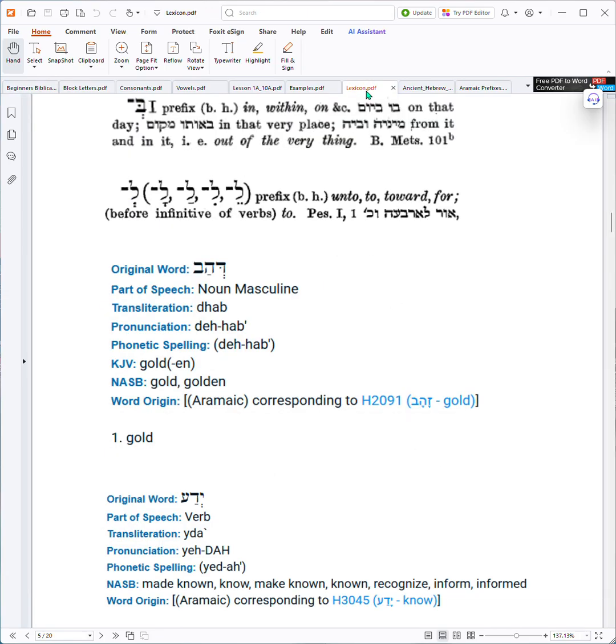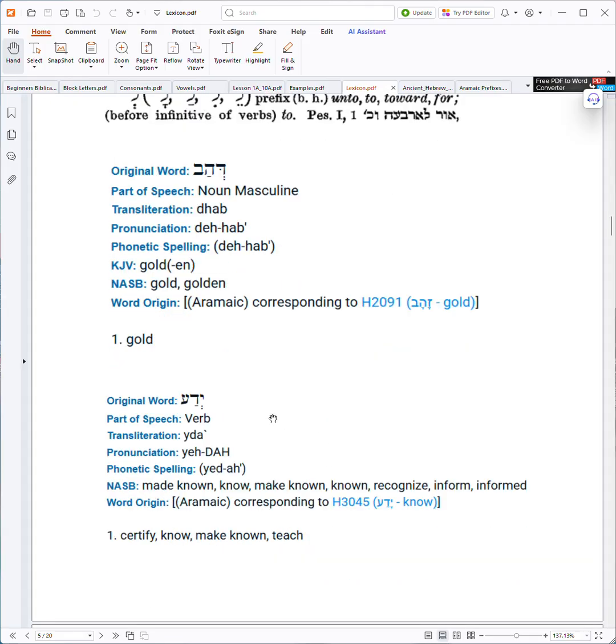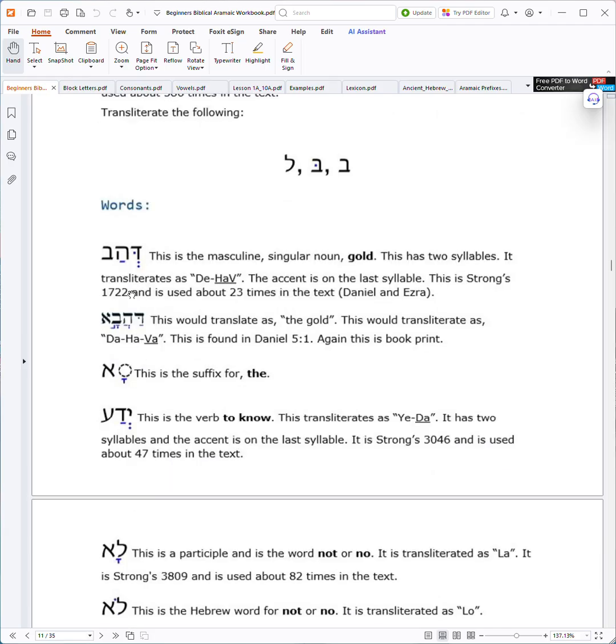Okay? So let's look at our lexicon, and here it is here. See, he has yeda. And in the New American Standard, they translated it as made known, know, make known, known, recognize, inform, informed. So these are some other ones here. And that's why we have so many different versions of the Bible. It depends on who translates it.